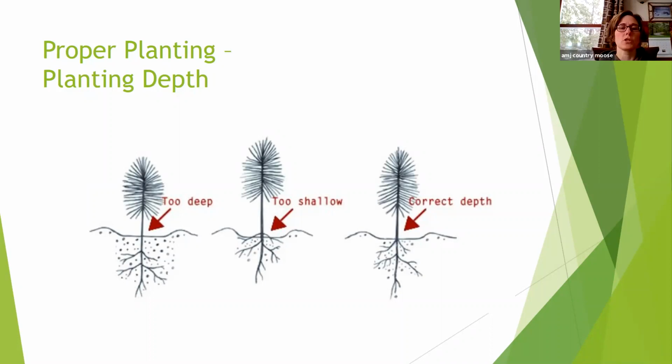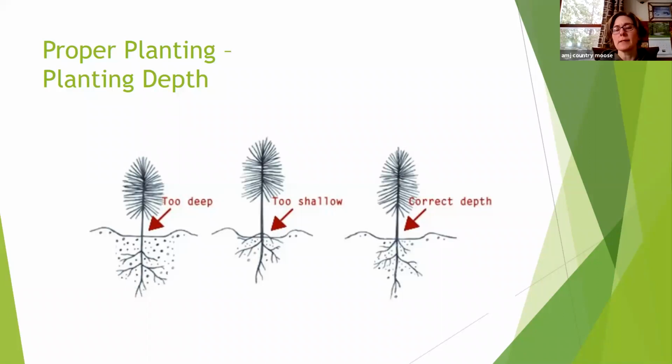And the same thing goes if it's too shallow. The lateral roots are actually above the ground in this picture. And so those roots are going to die, and the tree may or may not be able to get enough roots going in the soil to survive. It's most likely going to die. In the last one, you can see the laterals are in the top 2 inches of the soil, which is where we want them to be. And it appears to be planted correctly.